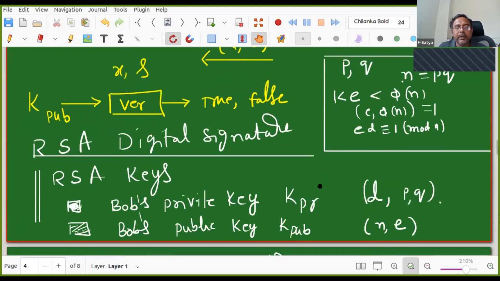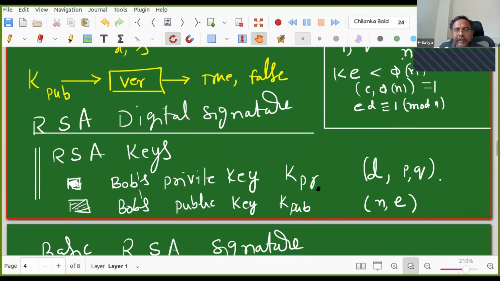Now, RSA keys, this is key generation, right? So Bob's private key is D, comma P, comma Q. What is Bob's public key? N and E. So the private key is not E, sorry, the private key is D. Any questions?